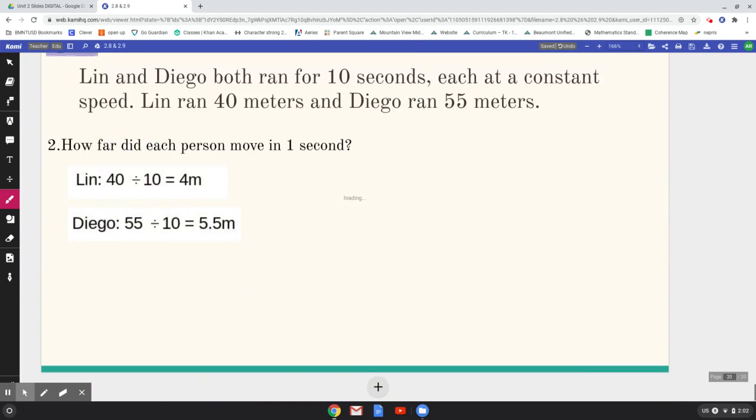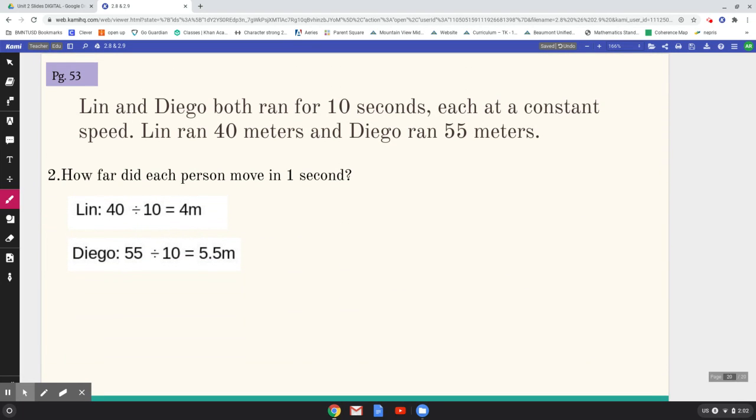Okay, and then this should be the end of it. So you're on page 53. Same scenario, but we're answering number 2. How far did each person move in 1 second? So what I did is for Lynn, I took 40 and I divided it by 10. And that's how I got 4 meters. And then I took Diego and I did his 55 divided by the 10 seconds, and I got 5.5 meters.